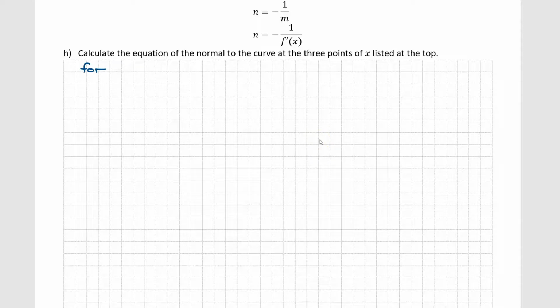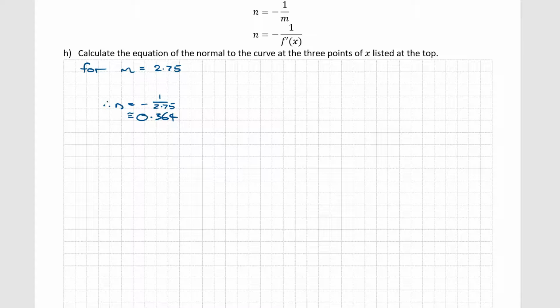For m equals 2.75, our normal is going to be negative 1 over 2.75, and that will come out to be something not very good. So we'll leave it as a normal. In this case it is negative 1 over 2.75, but it's going to be roughly 0.364.